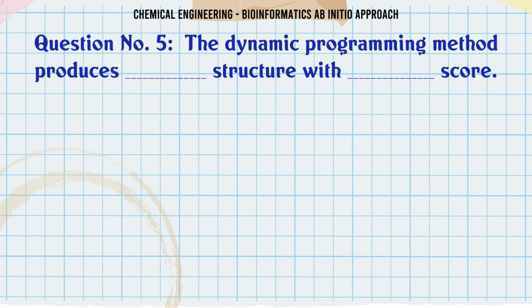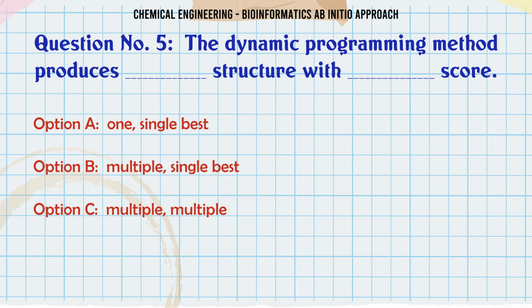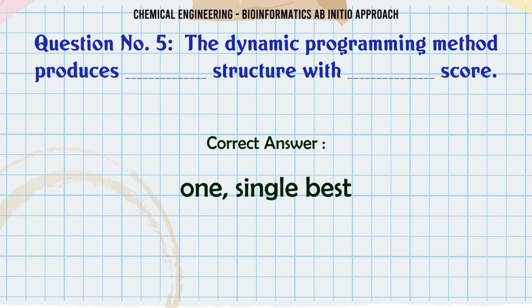The dynamic programming method produces structure with score. A. One single best. B. Multiple single best. C. Multiple multiple. D. Single multiple. The correct answer is one single best.